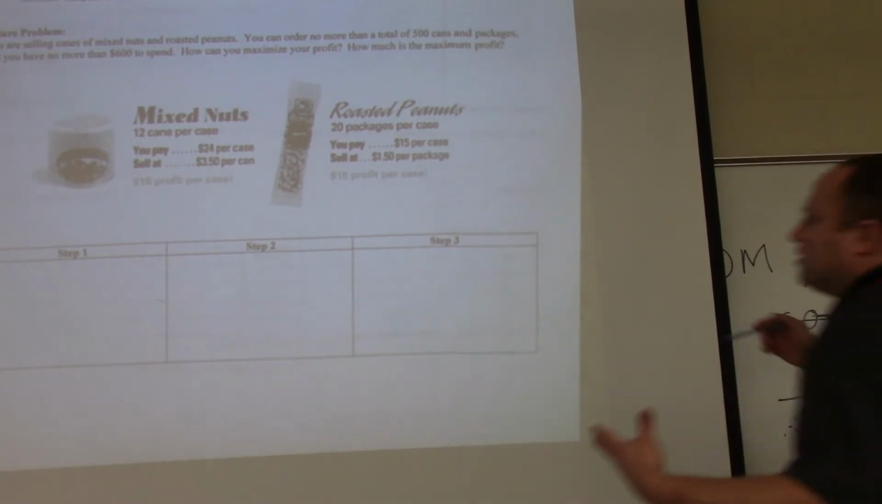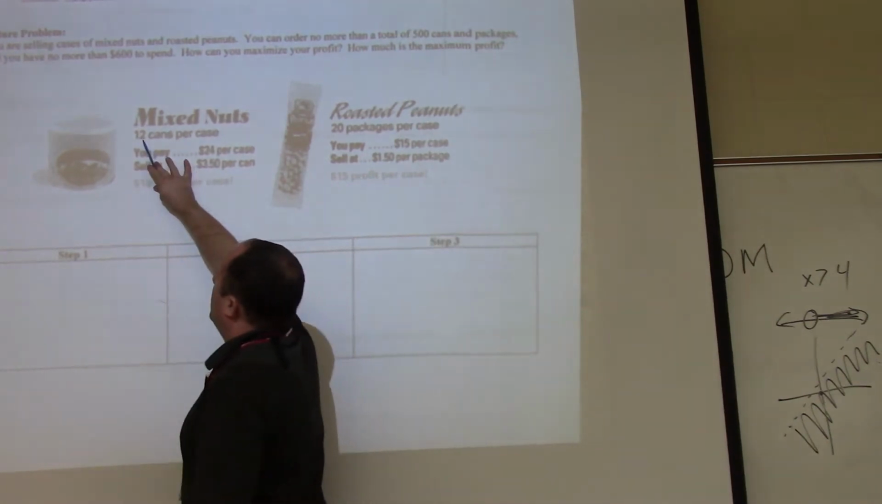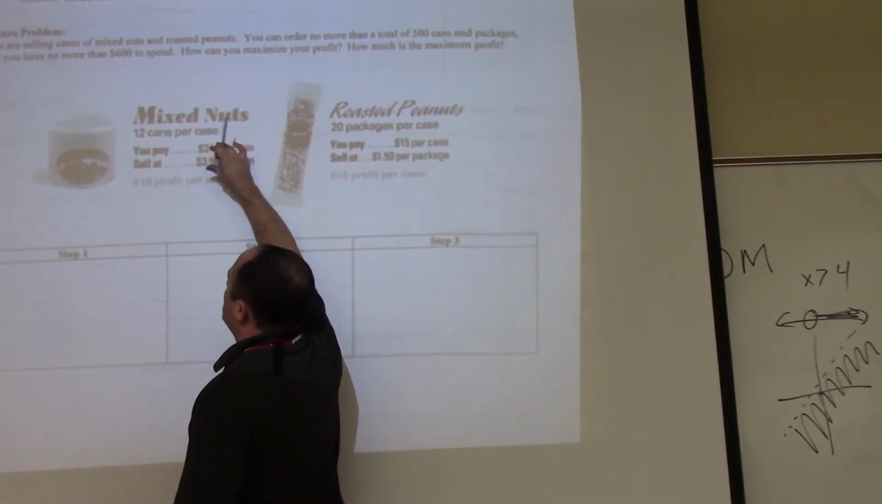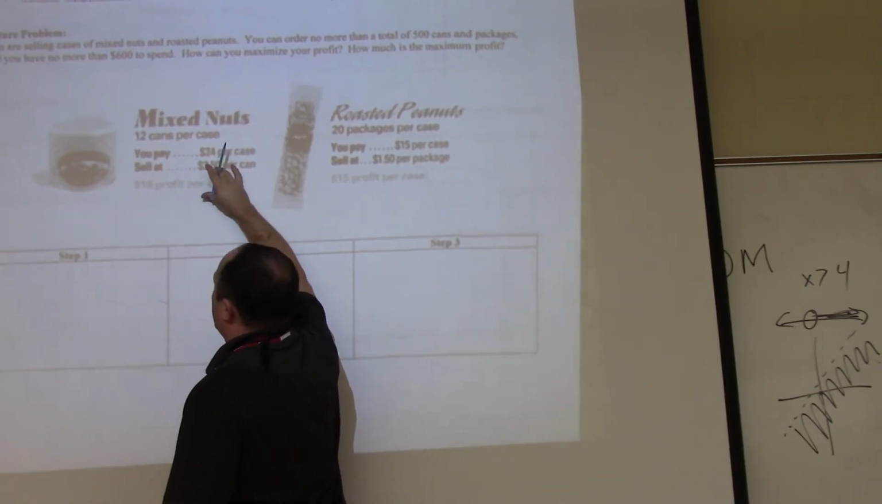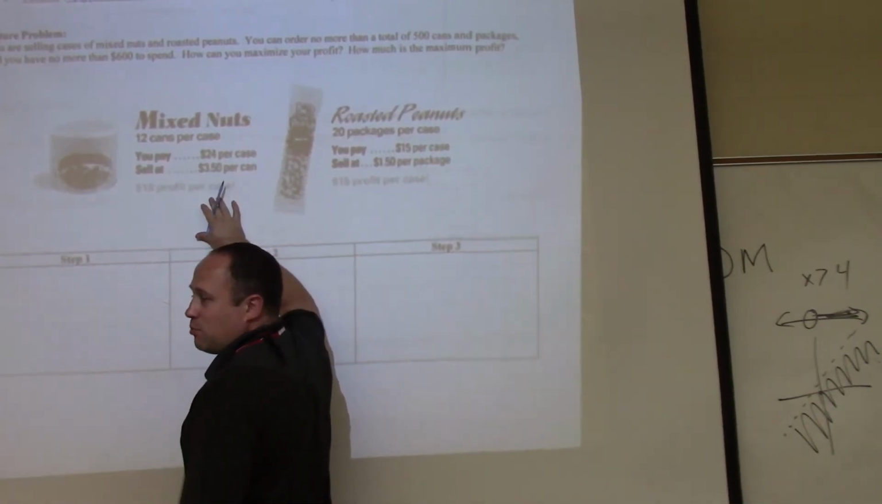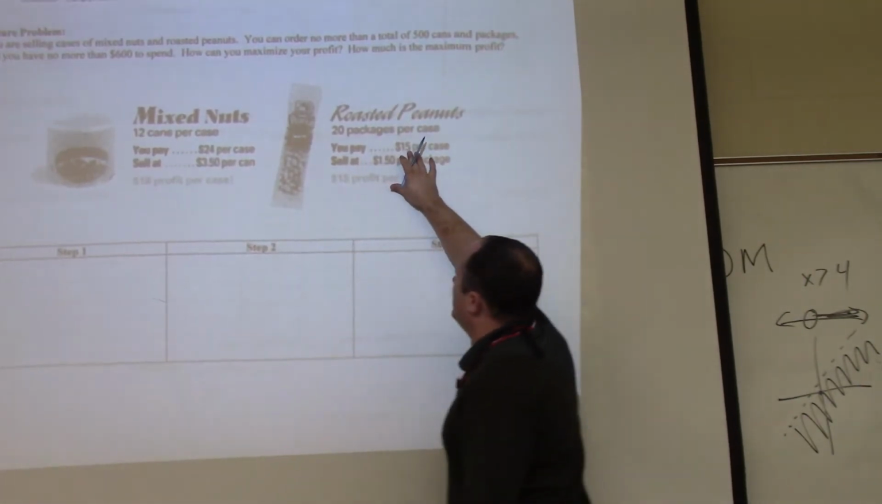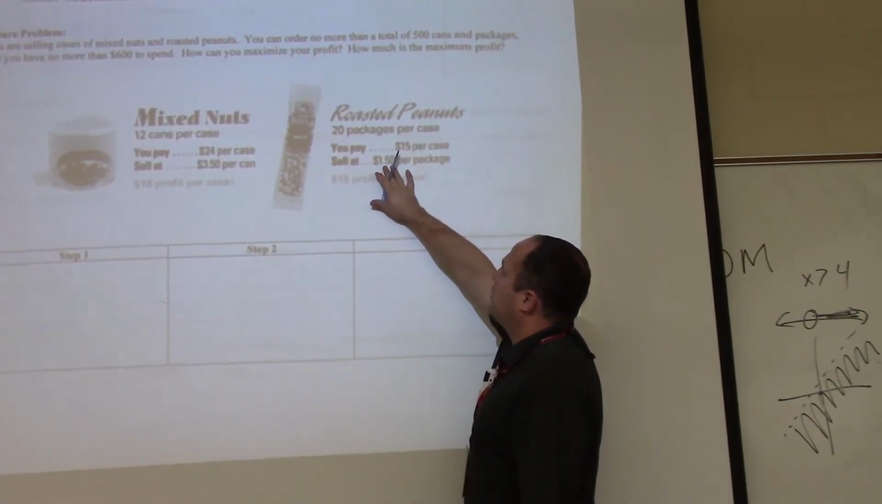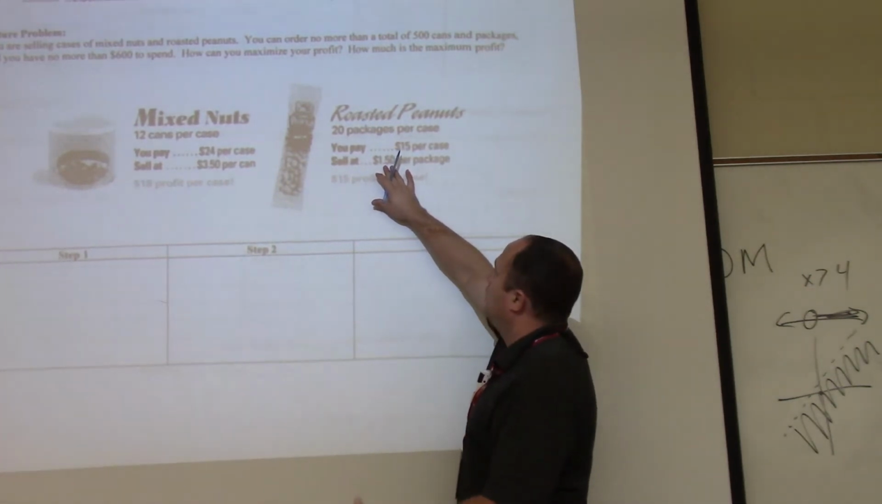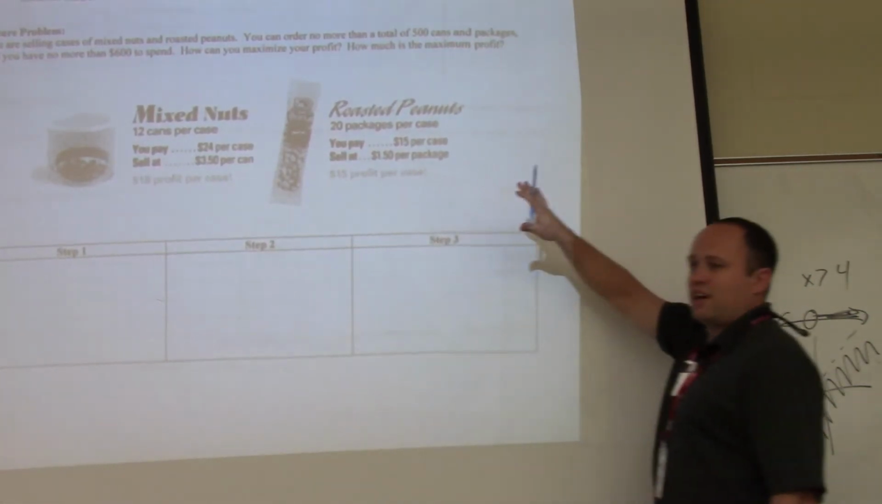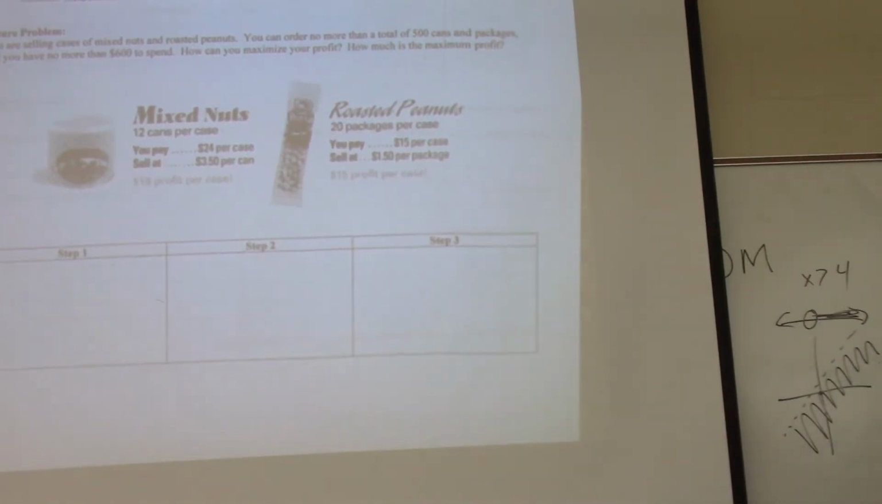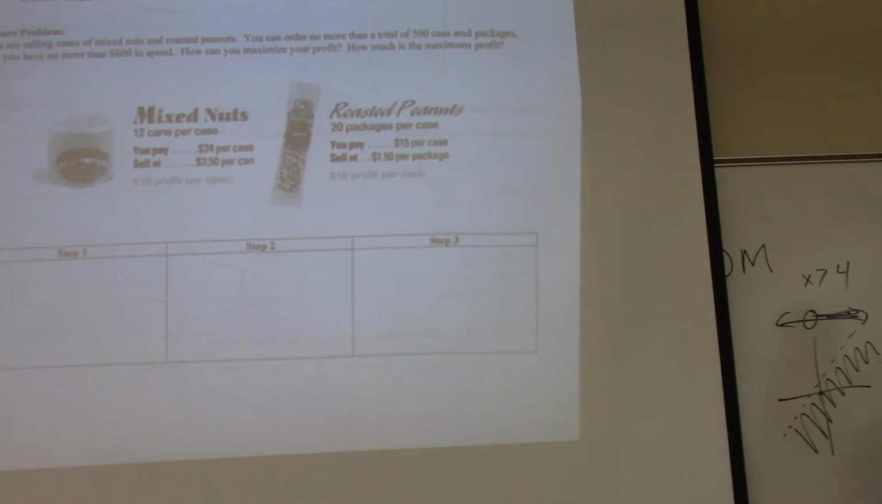So what ends up happening is, well, $3.50 times 12 is $42. So basically I paid $24 for this case. I'm going to make $42 off this case. So that's where they get the $18 profit. Same thing here. I paid $15 for the case. I'm selling for $1.50, so I'm going to sell it for $30 total, which means I'm going to make $15 profit off of that case. And imagine after the course of maybe a year, you buy these cases once a month, just on roasted peanuts, you're going to make $180, okay, profit off of just that. All right, so we'll come back to that problem.